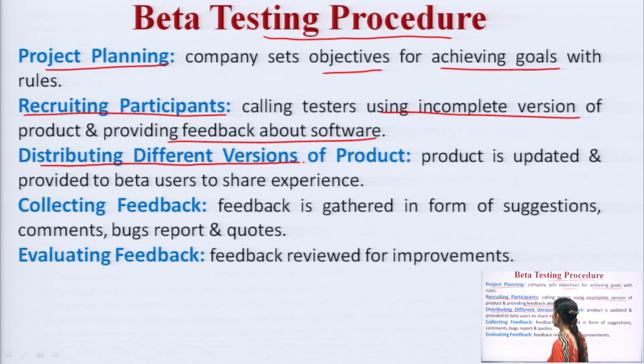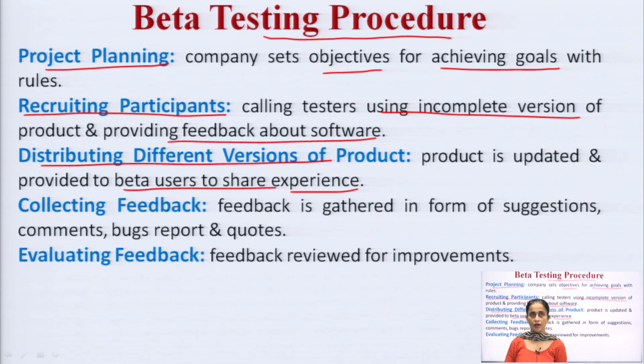The third phase is distributing the different versions of the product. As we know, Windows 10 or any kind of operating system, Windows 8, there come so many versions of Windows. Why is that so? Because first a version is released, that is handed over to the users. After it is handed over to the users, Microsoft receives the different feedback, and then it is incorporated in the next versions. So, there come the next versions of OS, 8.1, 8.1.1 and so on. So, they distribute the different versions of the product, and accordingly the product is updated and provided to the beta users to share their experience, and that experience is then again catered into the next versions and so on.